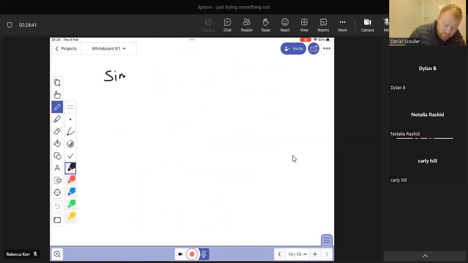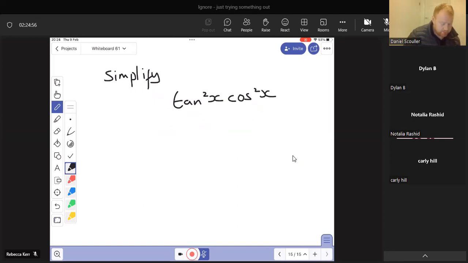Just say simplify. You get tan squared x cos squared x. We do have a relationship for cos squared x: cos squared x would equal 1 minus sine squared x, but that's not going to lead us anywhere. It's not going to help solve or simplify that.